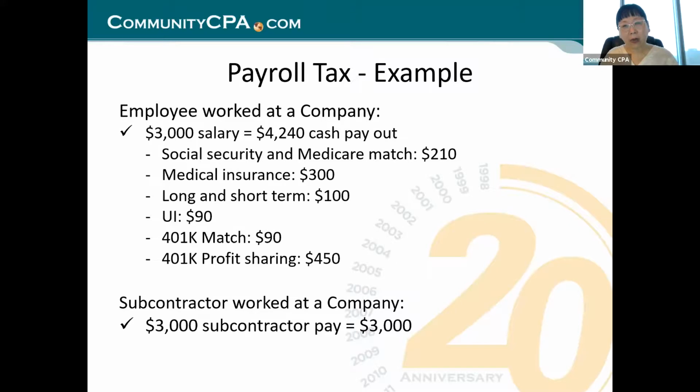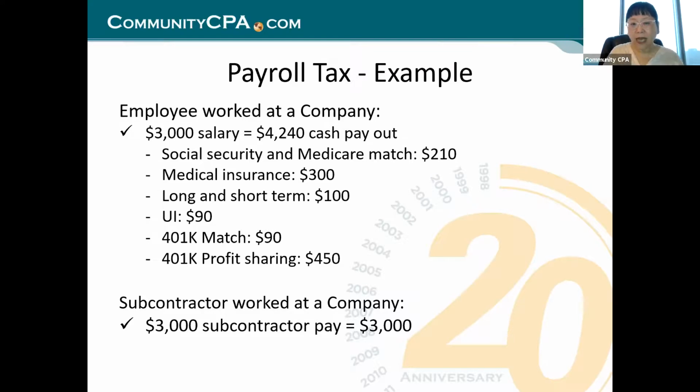Looks like both can work, but I want to know how much money do I pay, and how much more do I pay if I hire that person as an employee. So here's the calculation, and I want you to take a screenshot of that because it will help you. Okay, $3,000 salary a month, and if it is an employee, your total payout is $4,240.